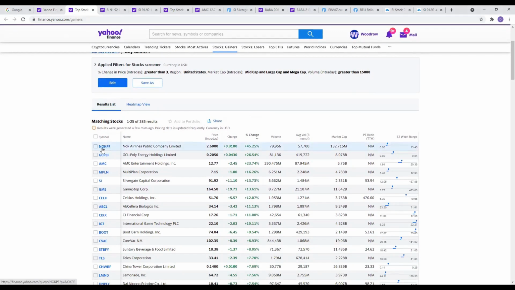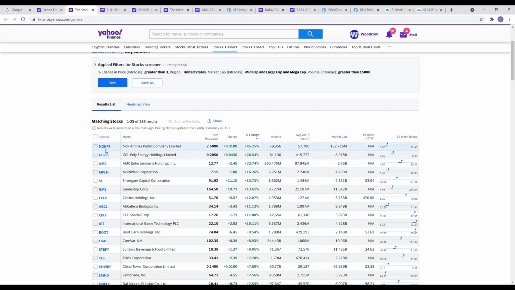So we can see NOKPF, Nok Airlines Public Company Limited. They were among the most active gainers. They received a 45% increase. You have GCPEF, GCL Poly Energy Holdings Limited. They experienced a 26% increase. AMC Entertainment Holdings Inc. They received a 20% increase.